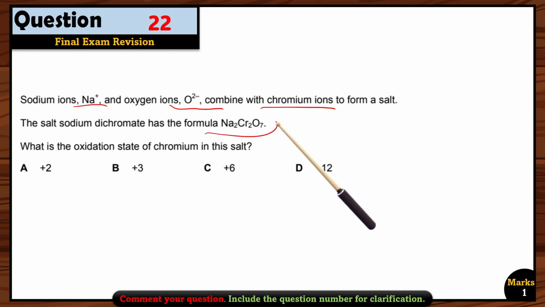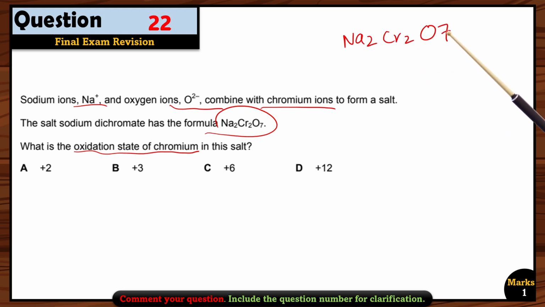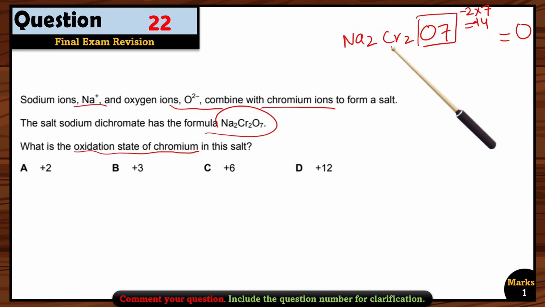They already have given you the formula, and they are asking you now what is the oxidation state of chromium in this salt. So if you see, we have Na2Cr2O7. So what is the oxidation state of oxygen? Of course, it's -2. So -2 times 7 is equal to -14, right? Your answer should be 0 at the end. If this one is -14, then it means this should be +14 because both of them are metals, and metals always have a positive charge, right?